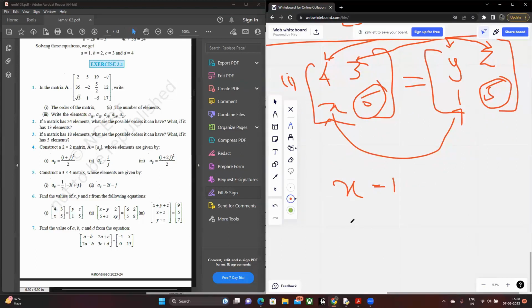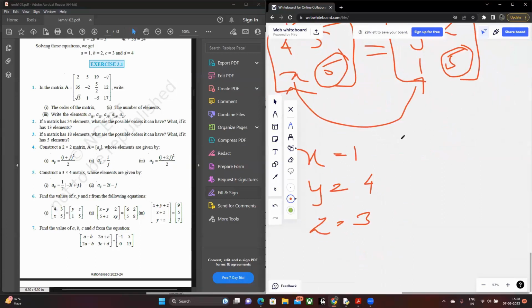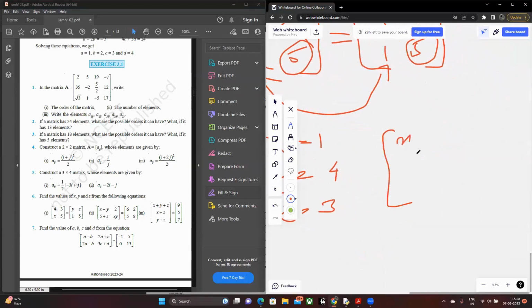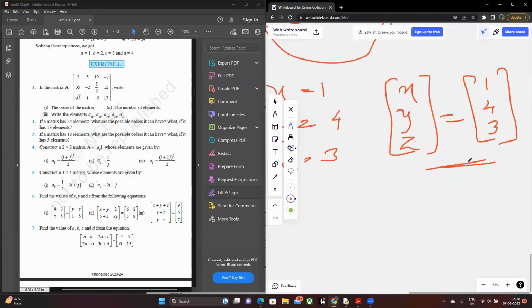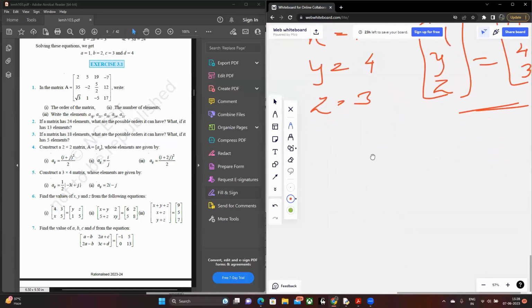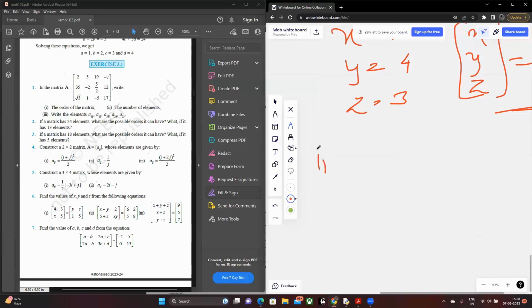Therefore, x is equal to 1, y is equal to 4, z is equal to 3, right? Or you can represent it in matrix form as a column matrix x, y, z is equal to column matrix of 1, 4, 3, right? This is also a good way of representing multiple variables because this makes them more compact and easy. Right? That is the first subpart.